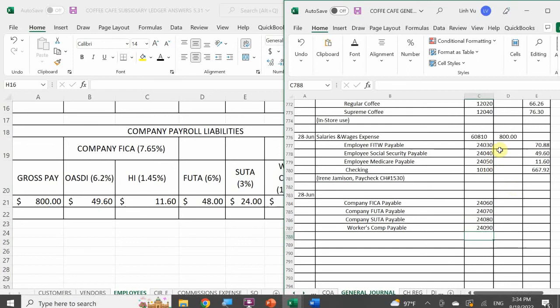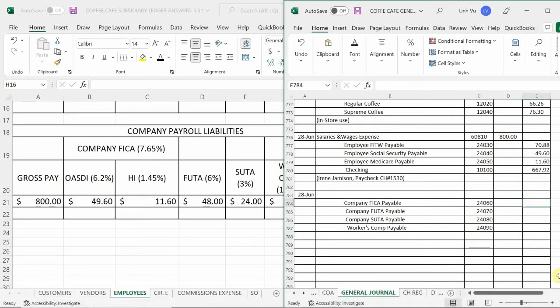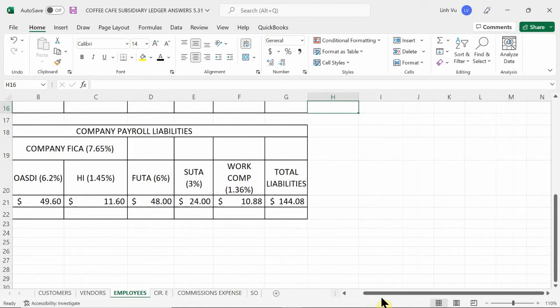Since we know all these numbers, right? What is company FICA? Company FICA is Social Security and Medicare. So in this case, $49.60 plus $11.60 is going to give you $61.20 to company FICA. So the company's contribution for Social Security and Medicare. We know that FUTA is $48, SUTA is $24, and we know that the workers' compensation was $10.88.